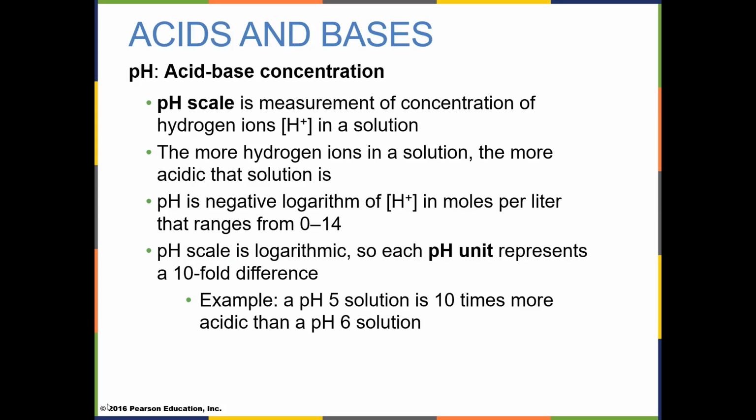pH scale is a negative log scale, ranging from 0 to 14. Negative log means that as the hydrogen ion concentration in a solution increases, the pH drops, the number drops. So a pH of 0 or 1 is very acidic, because a pH of 1 means there's lots of hydrogen ions available. It is the inverse, the negative logarithm.